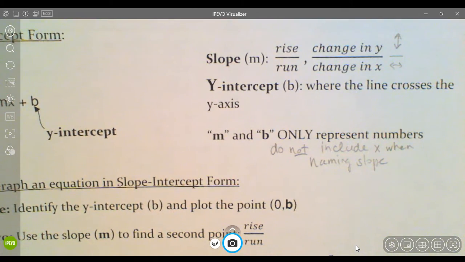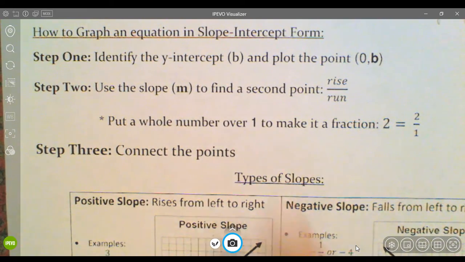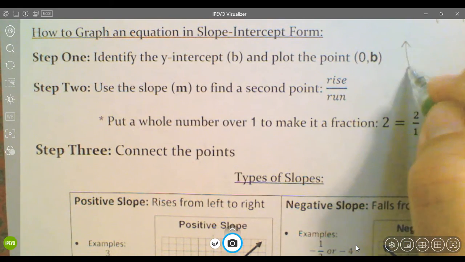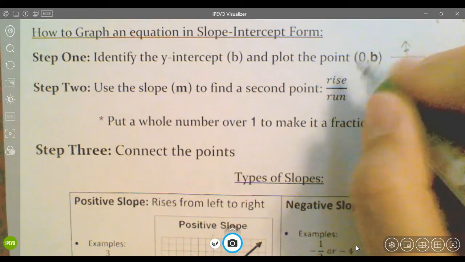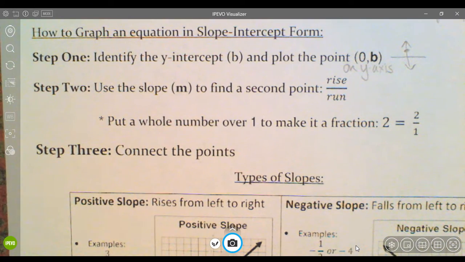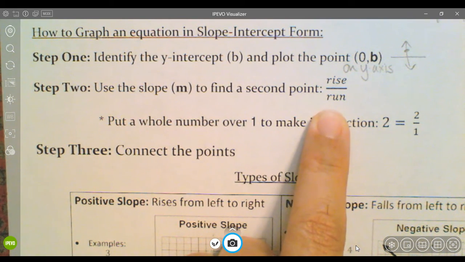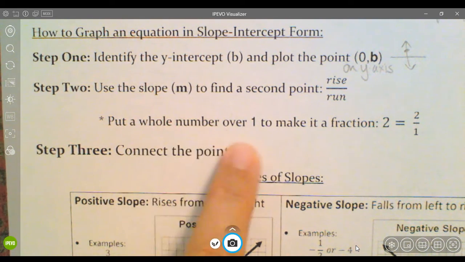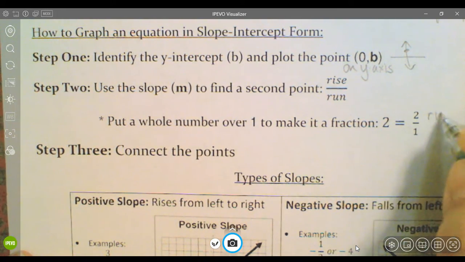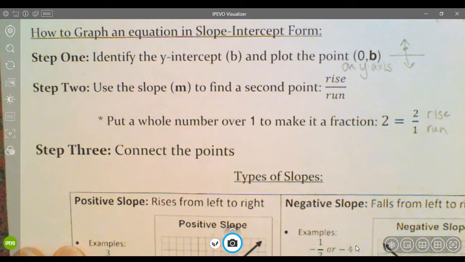All right, so let's review again how to graph an equation in slope-intercept form. You identify the y-intercept, and then you plot the point (0, b). So again, we go on the y-axis. Step 2, you use the slope m to find a second point. That will be the rise divided by the run. You always want to put a whole number over 1 to make it a fraction, because remember, we need a rise and we need a run. And then you'll connect the points to make the line.